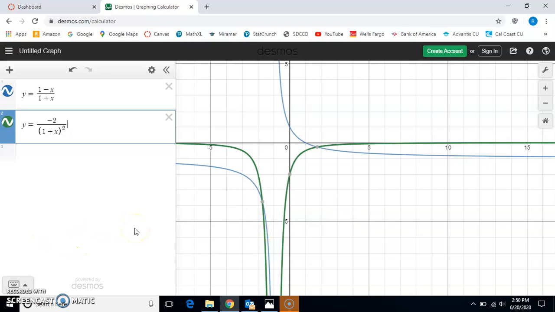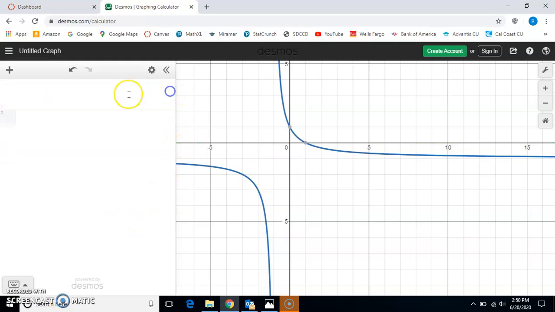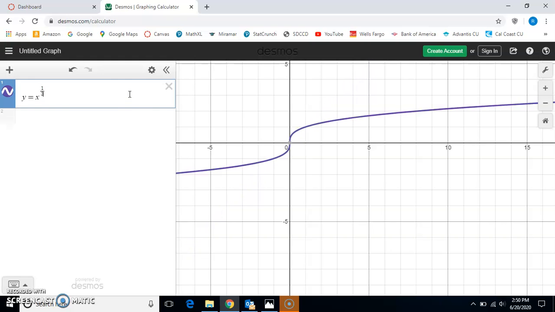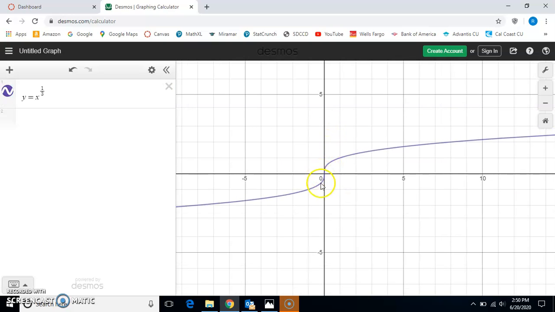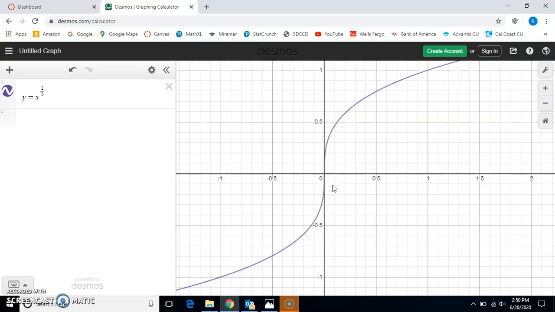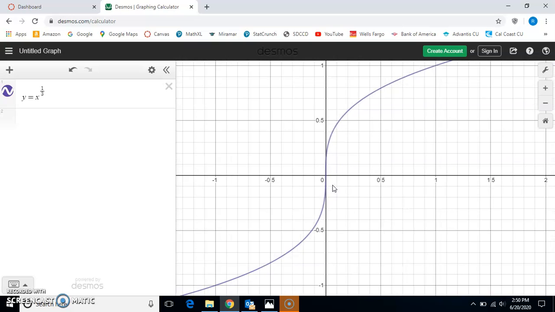Okay, I think that is all. Oh, yes. Almost forgot. I mentioned it a moment ago. That example, y equals the cube root of x. So I'm going to just put in x to the 1/3. And the idea was there's a vertical tangent line happening there at the origin, and it's really easy to see when it's very nicely graphed here in Desmos.